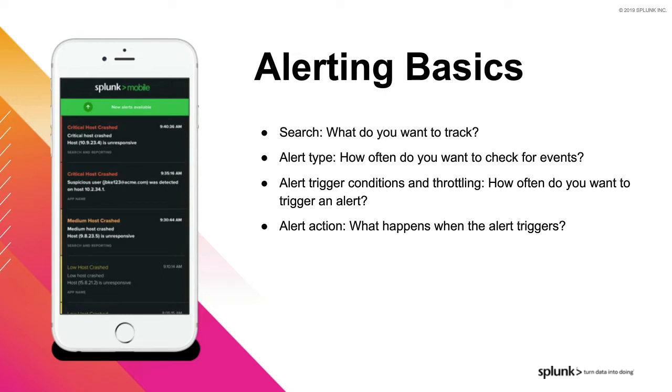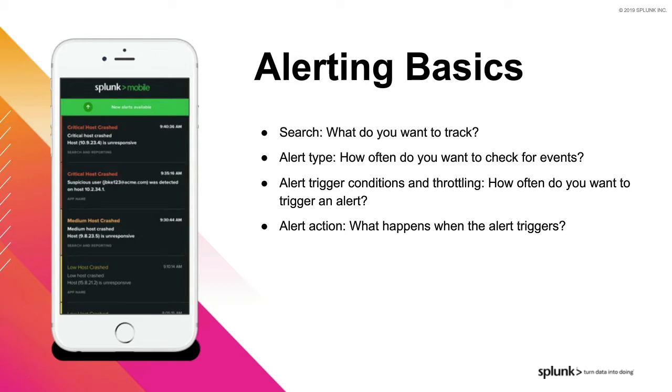Next, set the trigger conditions and throttling. How often do you want to trigger an alert? Your alert doesn't have to trigger every time it generates search results. Set and adjust your trigger conditions to manage when the alert triggers, and then throttle the alert to control how soon the next alert can trigger after the initial one. If you work in a SOC or NOC, you know that alert fatigue is for real. Splunk is here to help.